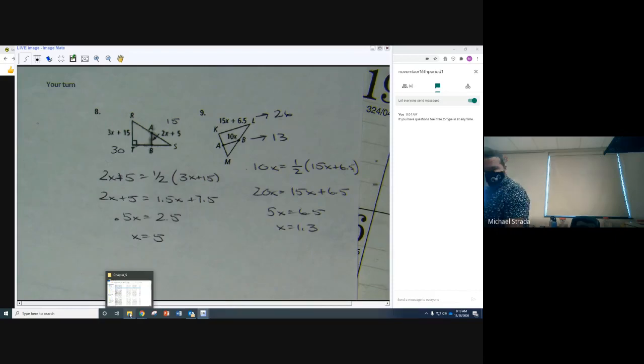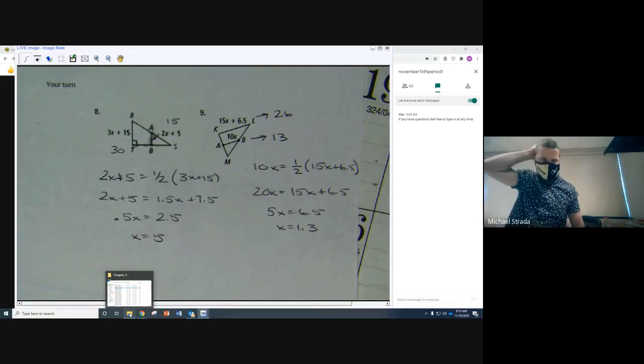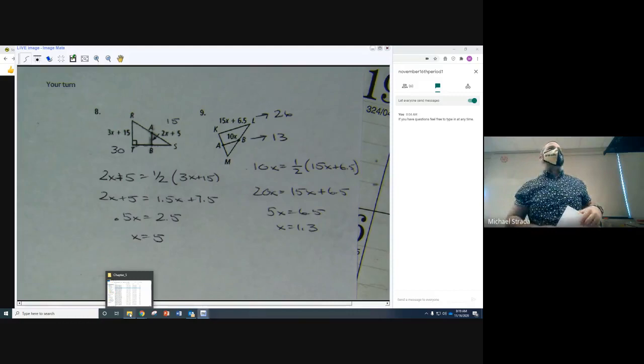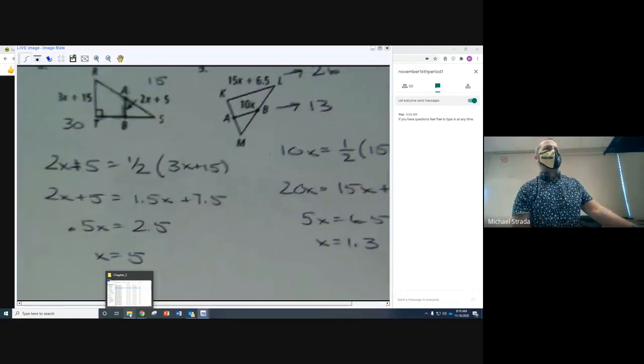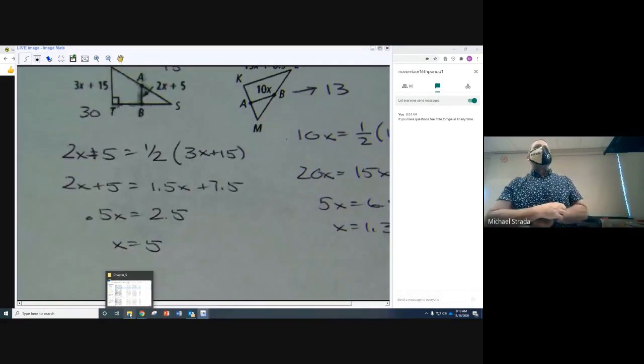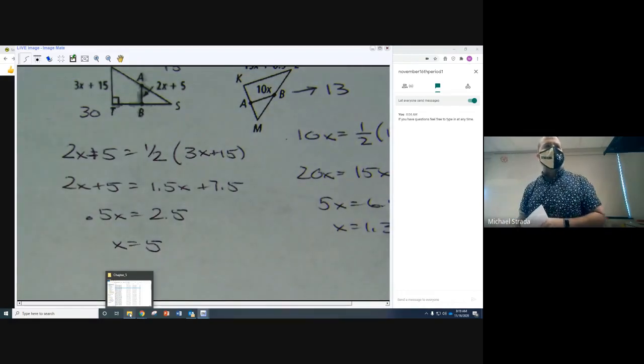All right. So in the first one, 2x plus 5 equals 1/2, 3x plus 15. Everybody good with that? That's an example of what it looks like when you distribute the 1/2 through. So if we end up with 2x plus 5 equals 1.5x plus 7.5. Subtract 1.5x from both sides, we get 0.5x. Subtract 5 from both sides, we get 2.5. 0.5x equals 2.5. Divide by the 0.5, and x equals 5. Everybody good with that one?